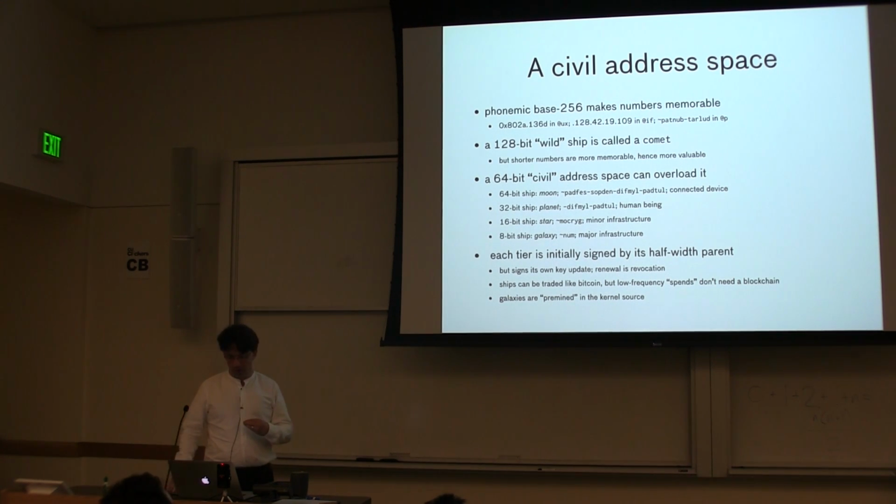So the way it works is that a 64-bit ship's initial key is signed by its 32-bit parent, basically the half-width prefix. The 32-bit ship is signed by its 16-bit parent. The 16-bit ship, which is a star, is signed by its 8-bit parent. And the fingerprints of 8-bit galaxies are hard-coded in the kernel source. This is what we call pre-mined in the Bitcoin world.